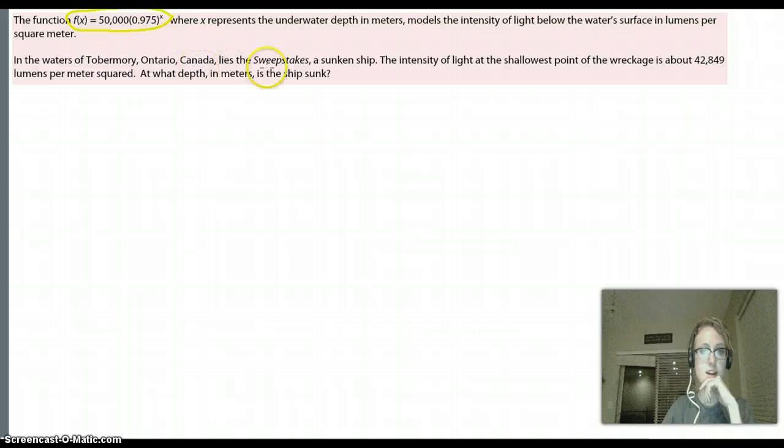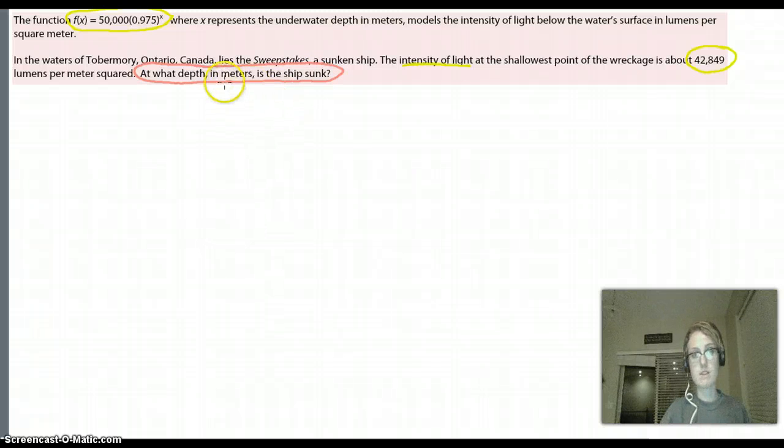Tobermory, Ontario, Canada, lies a sunken ship called the Sweepstakes, and the intensity of light at the shallowest point of the wreckage is about, and this is the key number we're going to plug in, 42,849. It's calling this the intensity of light, in lumens per meter squared. At what depth, so our variable, or the x portion, is going to be here. At what depth in meters is the ship sunk?